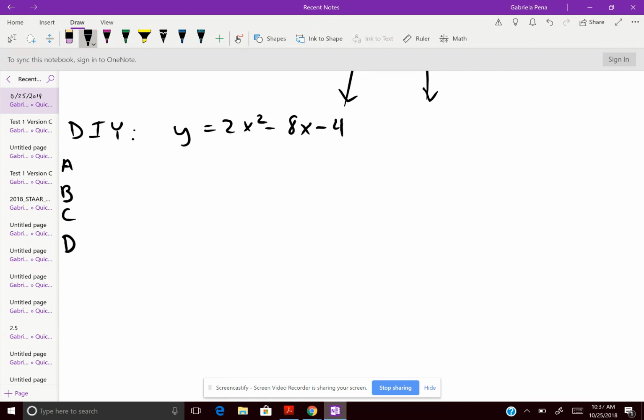Does it open up or down? Min or max? Up and min. Yay, we got the first two. Negative b over 2a. It's going to be a whole number. Like in this one, the one that has the most work is going to be your x-intercept. I'm going to start doing the work in a little bit.